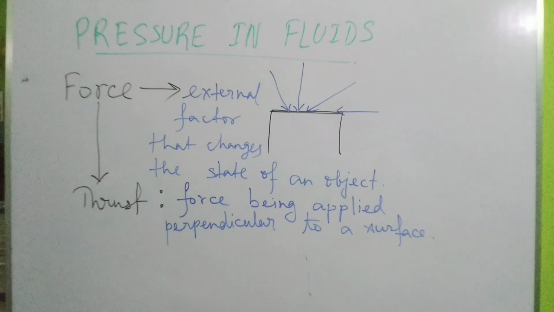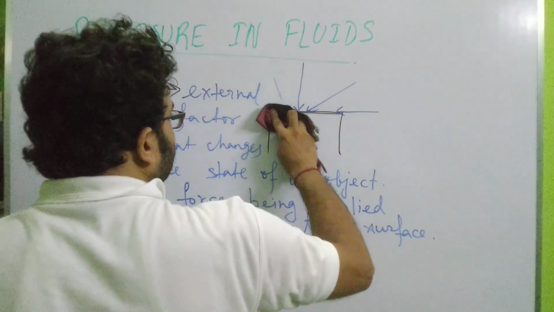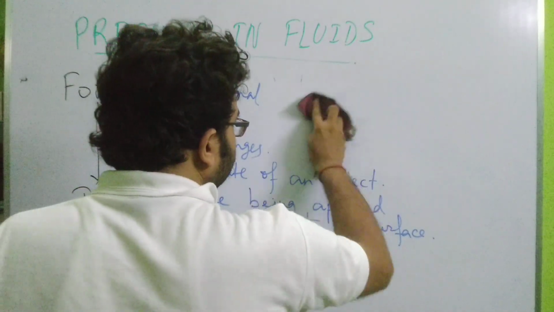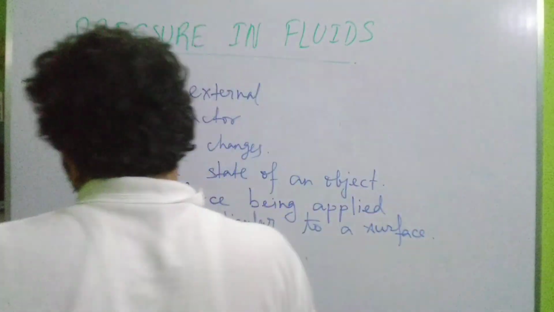Now, when you think of, say, you are keeping an object on a certain surface, so when you have kept an object over this surface, let us draw the surface once again.